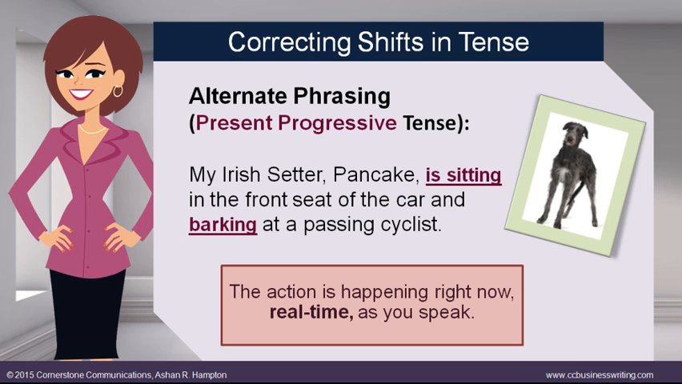Here's alternate phrasing. In the present progressive tense, my Irish setter, Pancake, is sitting in the front seat of the car and barking at a passing cyclist. So that sounds like you're on a phone conversation and you're saying, guess what my dog is doing? My dog is sitting right here in the front seat, barking at somebody passing by on a bicycle. Okay? So this is present progressive, meaning that both of the verbs have the ing suffix. So the feel of this verb tense is as if there is action happening right now.